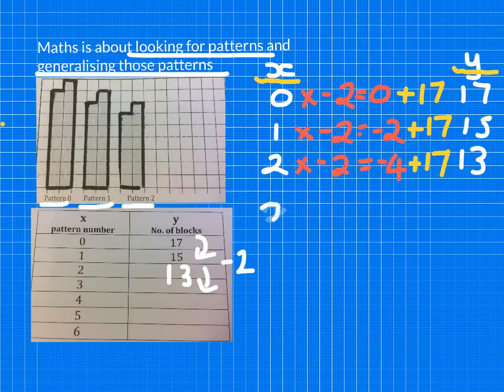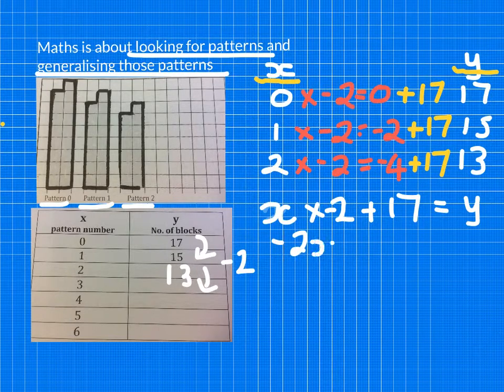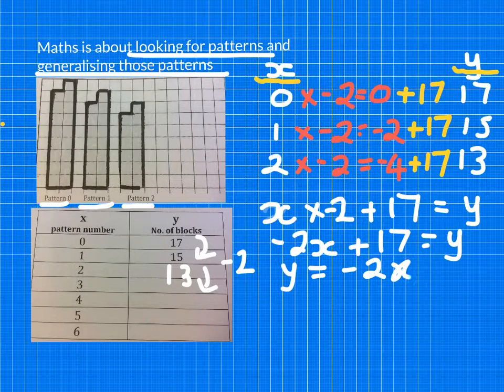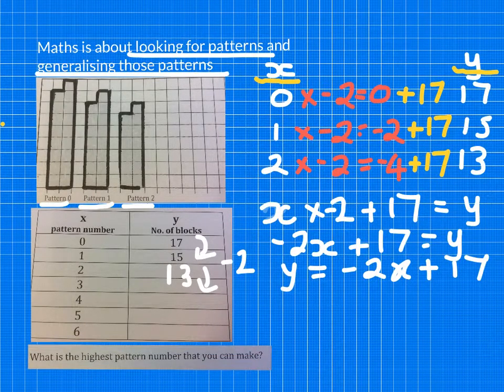which will be called x. We're going to times it by -2, and then we're going to add 17, and that's going to give us the number of blocks y. x times -2 can be written as -2x plus 17 is equal to y, or we could write it as y. To find the number of blocks, we have to do -2 times our pattern number plus 17, and there's our general rule.